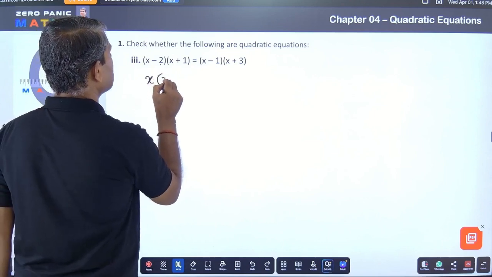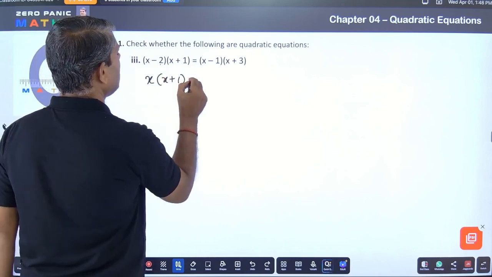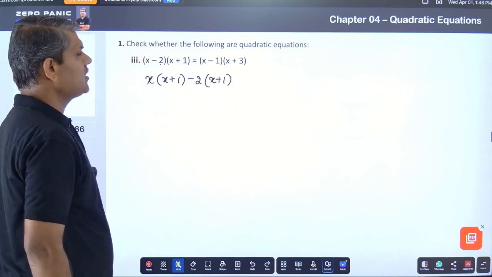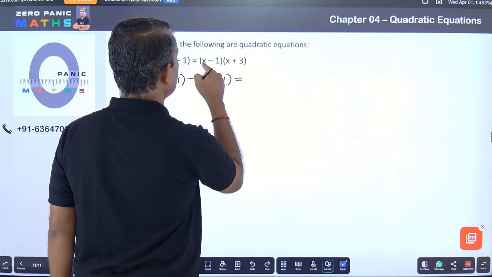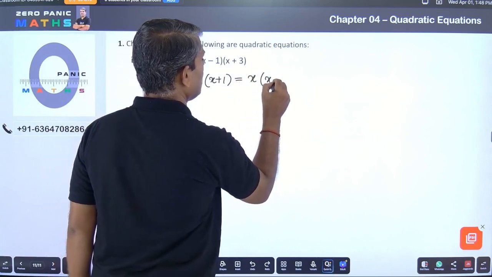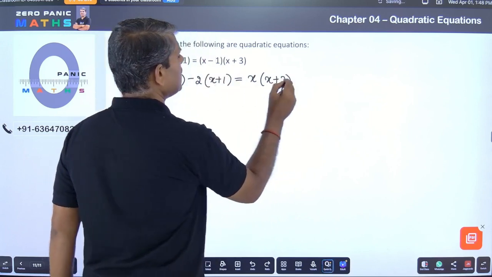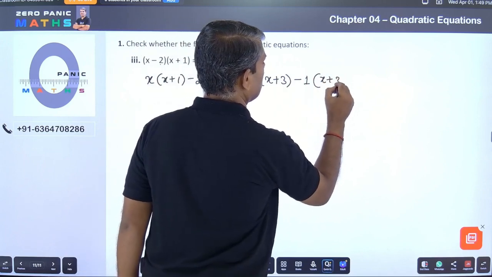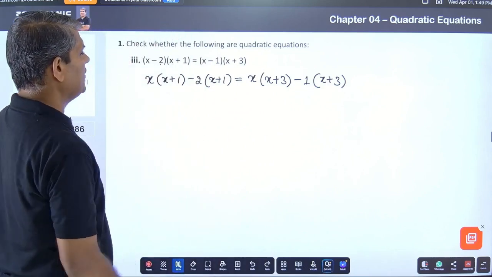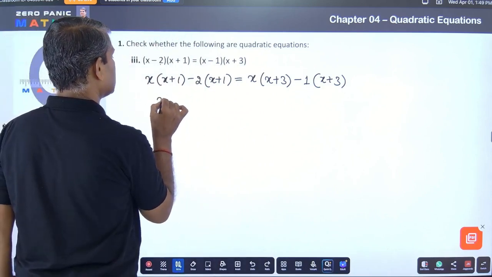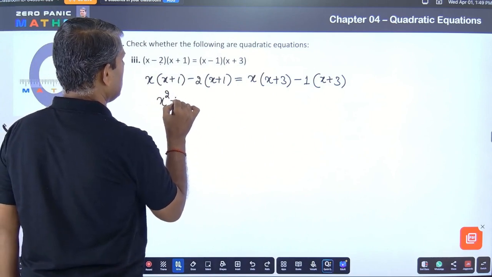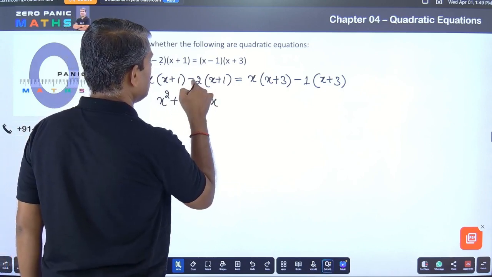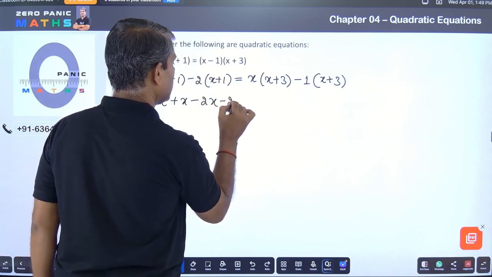x into x plus 1 minus 2 into x plus 1. This is the left side. And what is on the right side? x into x plus 3, and minus 1 into x plus 3. That is on the right side. Let us resolve it. x into x square, x square, x into 1, 1x, minus 2x, minus 2 into plus 1, that is minus 2.